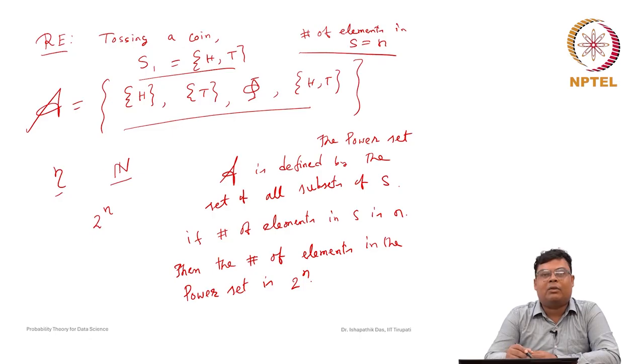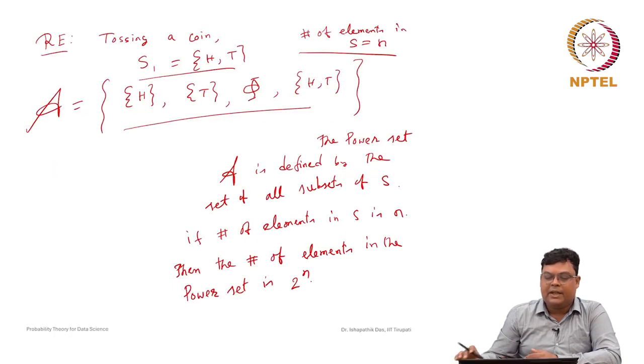And when we go to uncountable sets, like the set of real numbers, it has cardinal number 2 to the power eta. These are some of the concepts, but it is not that much required here. So, we will discuss the related things.